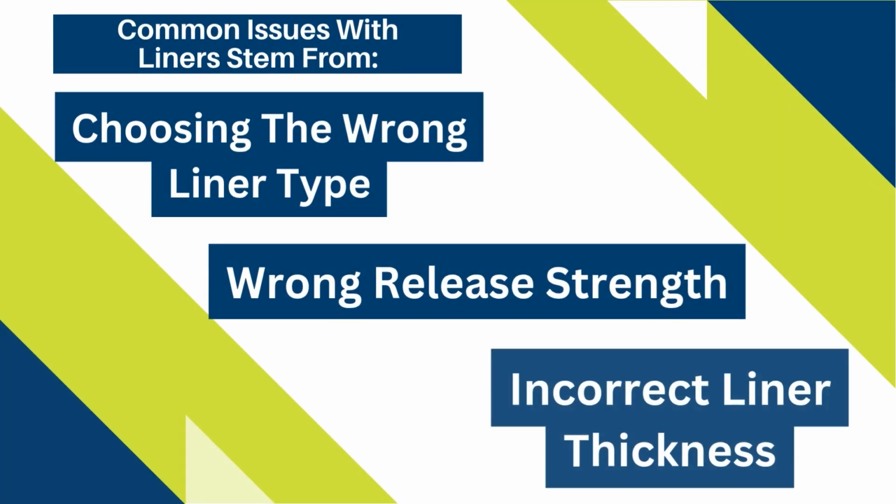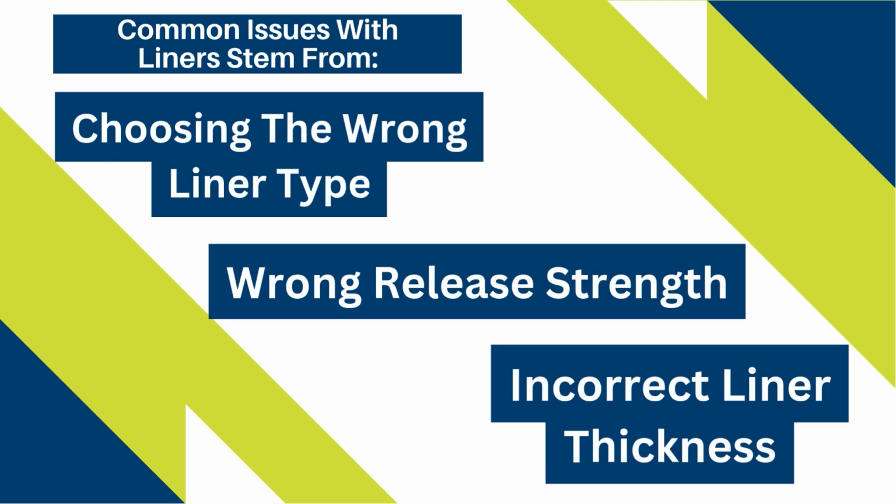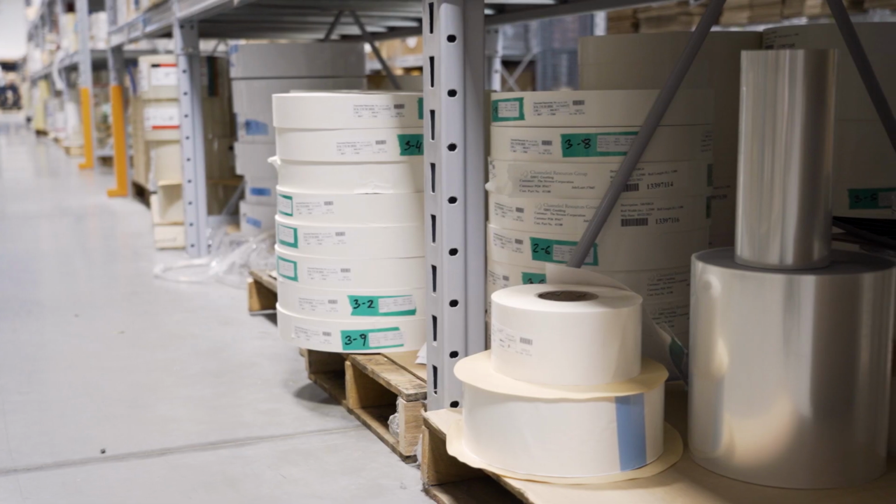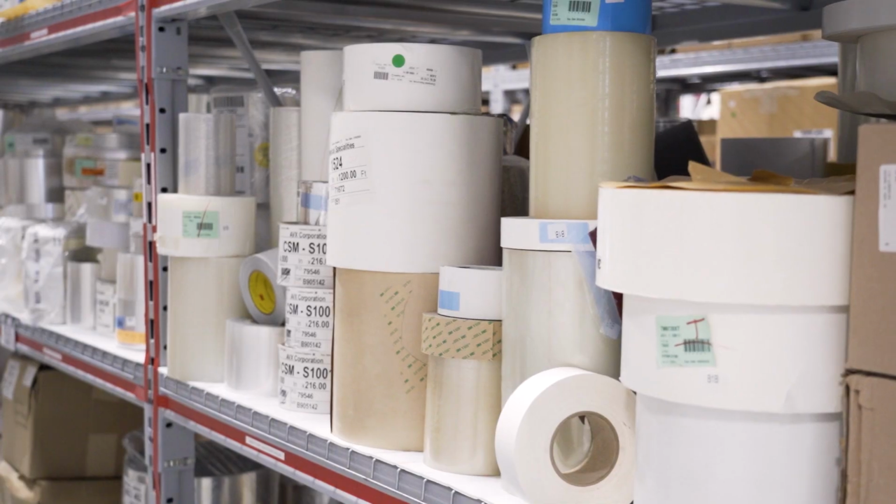3 common issues with adhesive liners often stem from choosing the wrong liner type, having the wrong release strength, or using a liner with inappropriate thickness. Choosing the right material for your liner, primarily paper or film, is an important step in the converting process. Both materials have distinct advantages and limitations.